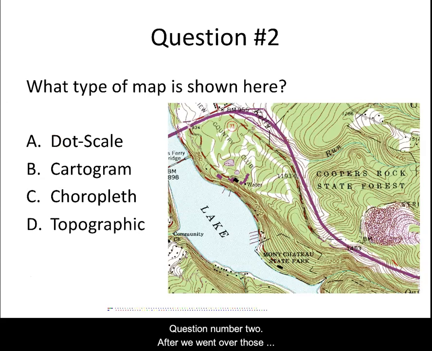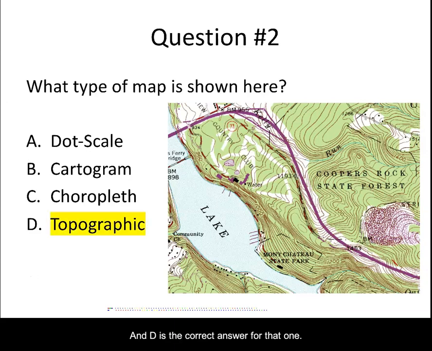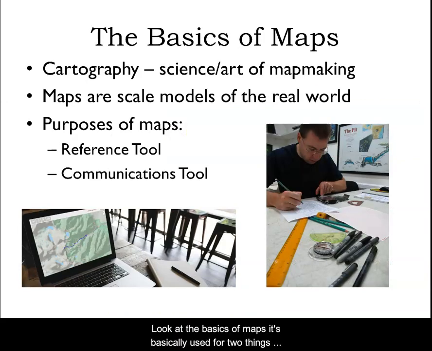Question number 2, after we went over those maps, what type of map are you looking at there? Hopefully you guessed topographic because you're looking at the contours of the Earth, and D is the correct answer for that one. Now, if you look at the basics of maps, it's basically used for two things. You can use a map either as a reference tool, trying to figure out how to get from place to place, or you can use it as a communication tool, a way to tell a story and give people information.